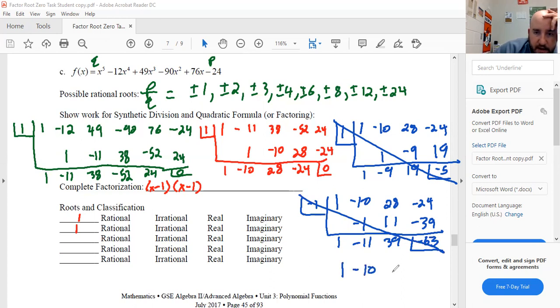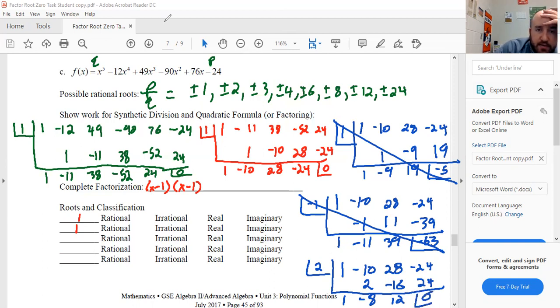We're going to go to 2. Again, kind of running out of room here. Hope y'all left plenty of room on your paper. All right, drop the 1. 1 times 2 is 2. Negative 10 and 2 is negative 8. Negative 8 times 2 is negative 16. 28 minus 16 is 12. 12 times 2 is 24. Negative 24 and positive 24, let's make that box a little bigger, is 0. So that worked.